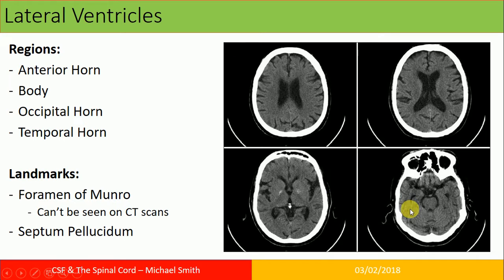Now we also have our foramen of Monro, which is how our lateral ventricles drain into our third ventricle, but these can't be seen on the imaging, and our septum pellucidum, which we can see in the middle here, which separates our two lateral ventricles.